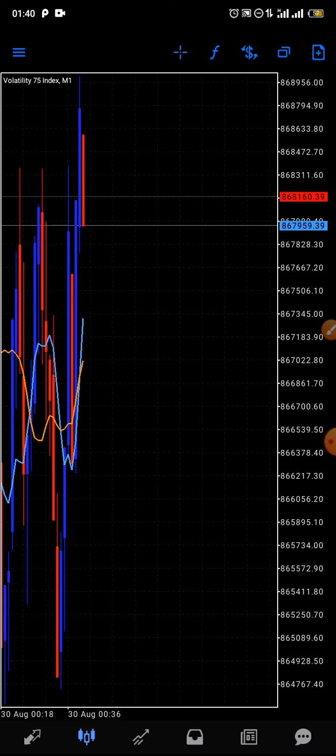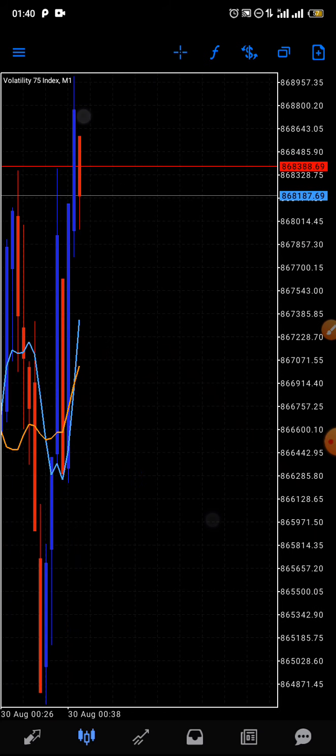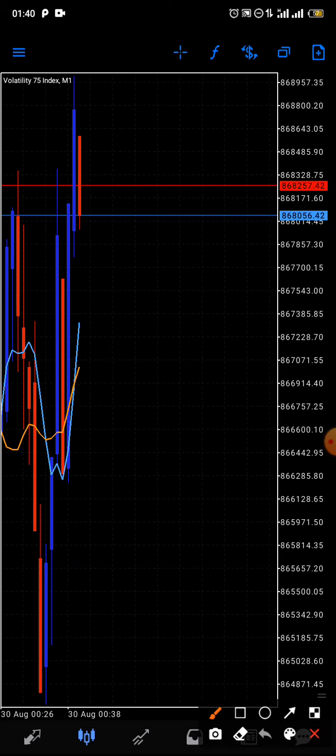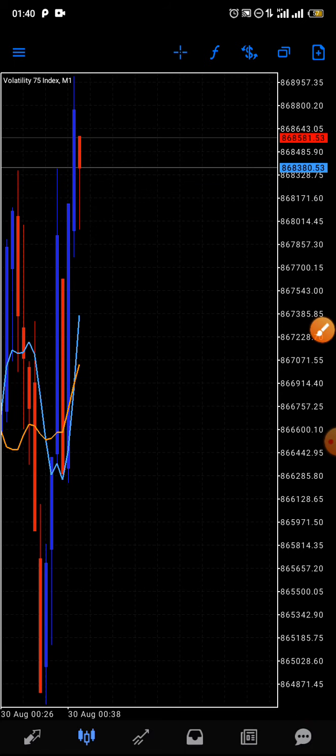No, we're going to buy for sure. So after this crossing, you can see we've gotten a buy crossing right here. So what do we wait for? Our candlestick to touch our moving average. Then we place a buy.